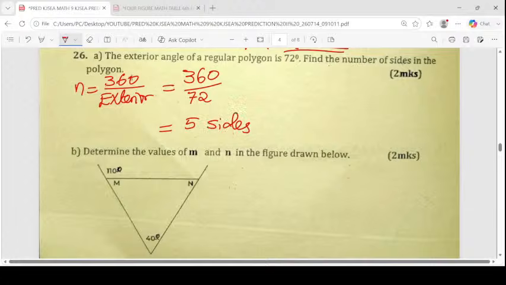If you are asked the name of this type of polygon, we call it a pentagon. Just in case you are asked one day the name of the polygon, a 5-sided polygon is what we refer to as a pentagon. I hope that is clear.